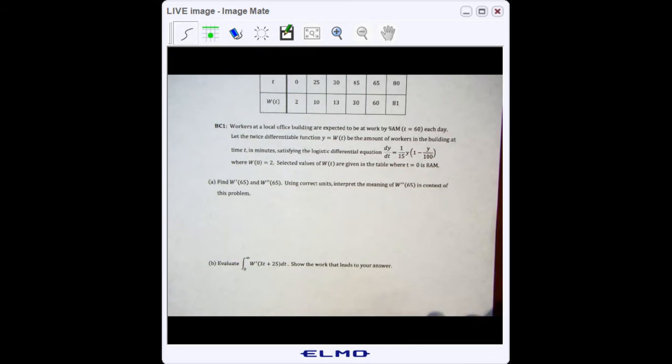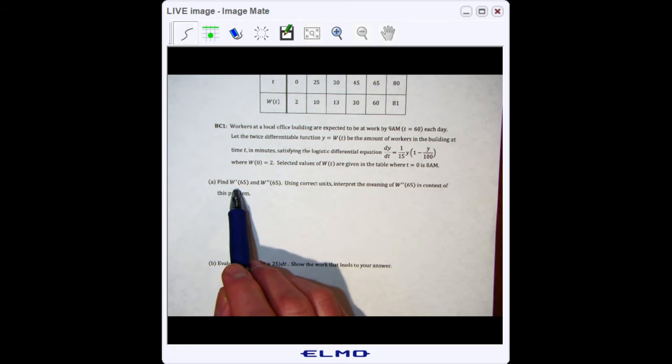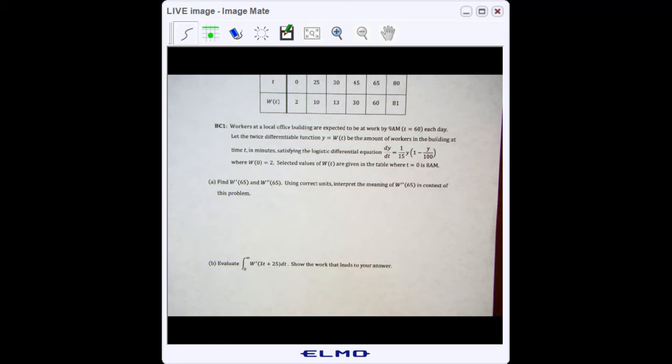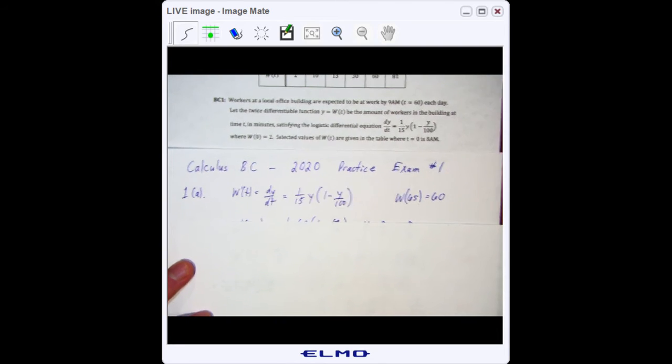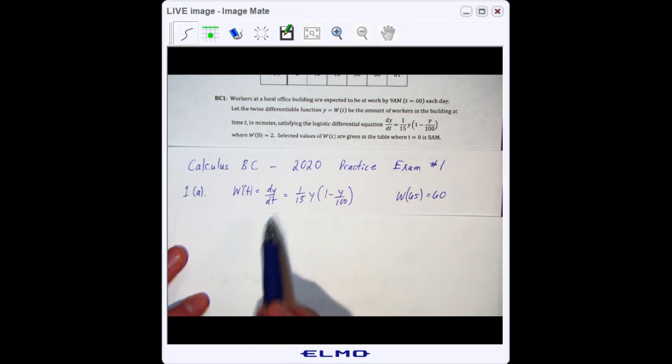So it asks you two questions. Find W prime at 65 and W double prime at 65. And using correct units, interpret the meaning of that. So here we go. As I mentioned before, W prime is the given dy dt.